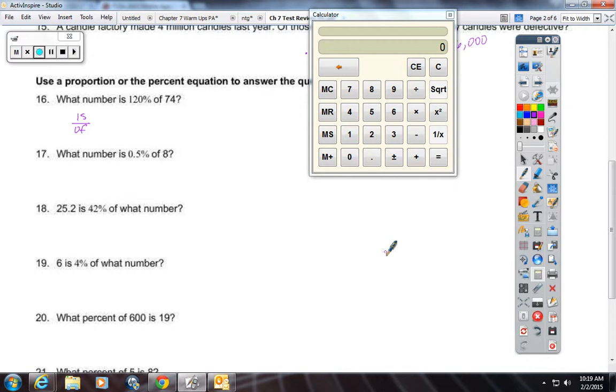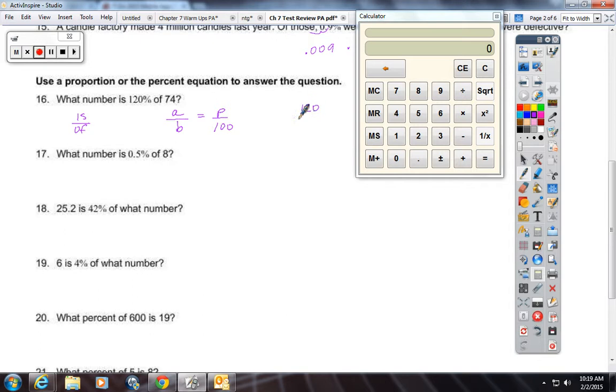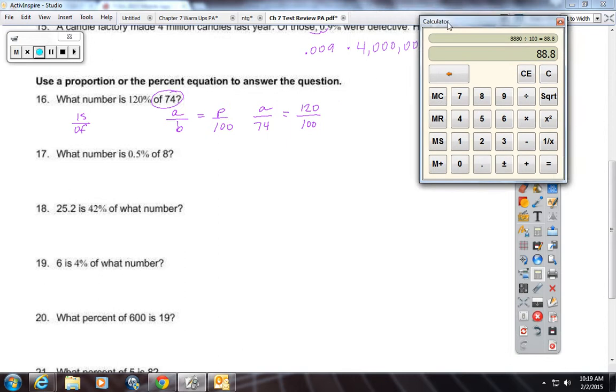Okay, so I'm saying A over B is P over 100. Now, obviously I have the P. The P is 120. Somebody go ahead and write 120 over 100. I've got to figure out, is 74 the part or the base? Base. Why? Because it's associated with what? Of. So I'm finding the part. Now all I do is cross multiply and divide. 120 times 74 equals that, divided by 100 equals 88.8. So my answer would be 88.8, not percent.